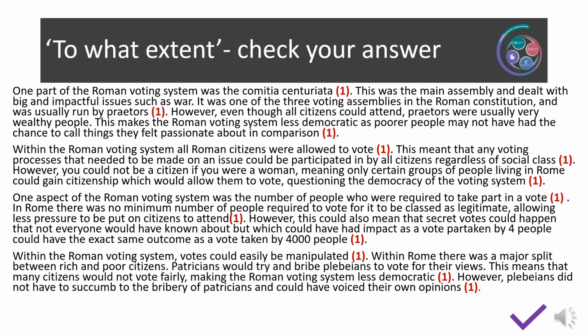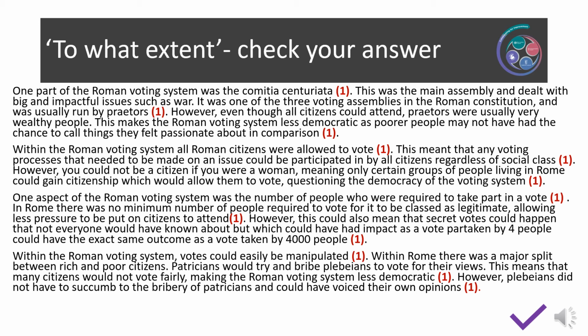Within the voting system, all Roman citizens were allowed to vote. This meant that any voting processes that needed to be made on an issue could be participated in by all citizens regardless of social class. However, you could not be a citizen if you were a woman, meaning only certain groups of people living in Rome could gain citizenship, which would allow them to vote, questioning the democracy of the Roman voting system.